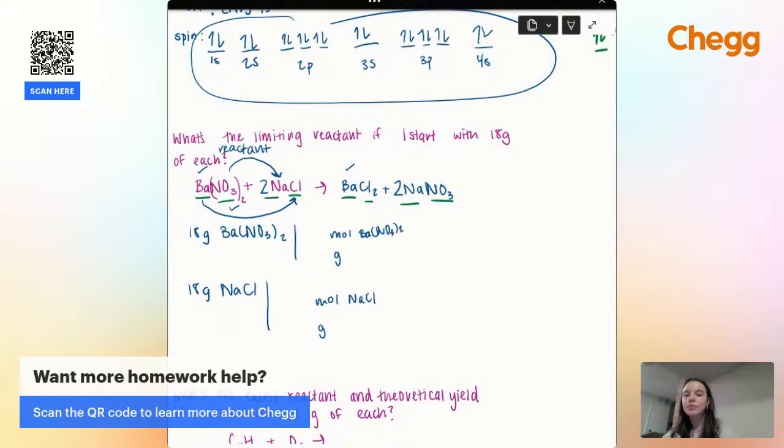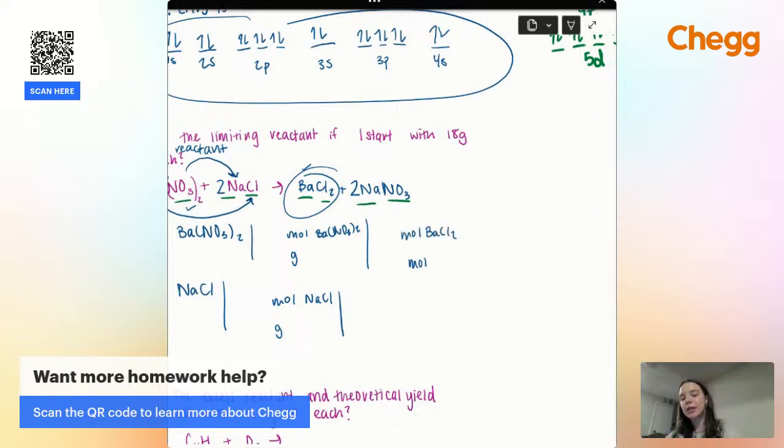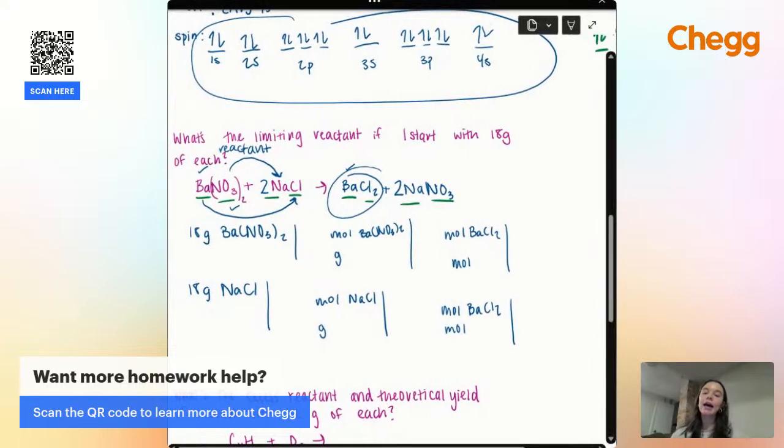All right. And then we're going to choose one product to convert to. I'm just going to choose this BaCl2. It's the first one. I tend to always choose the first one. I'm going to go from moles of this to moles of BaCl2. Same at the bottom, moles of this to moles of BaCl2. So I now have the problem set up. I now, though, need to find the conversions that I'm going to need.